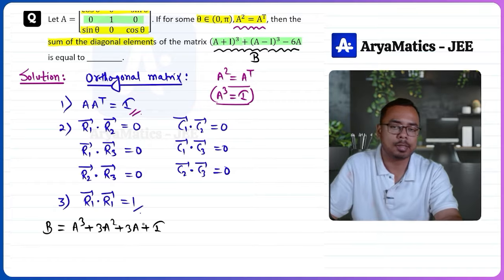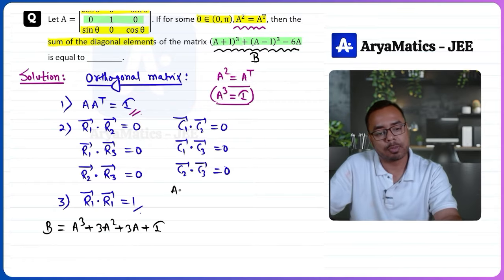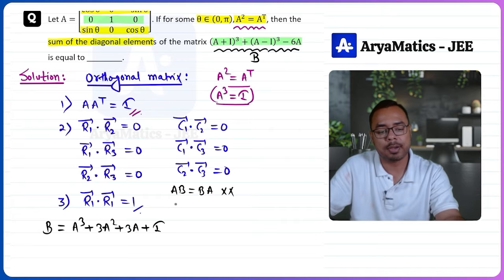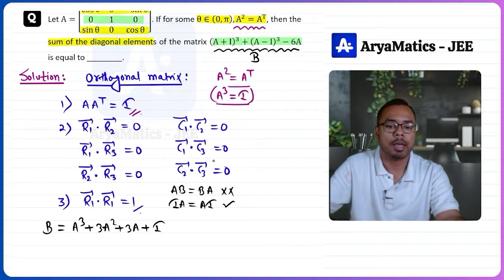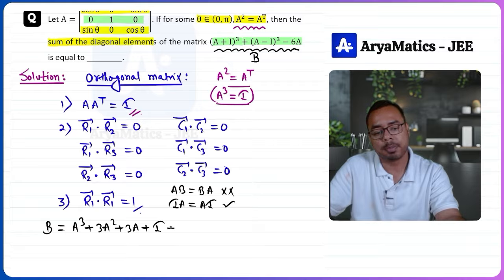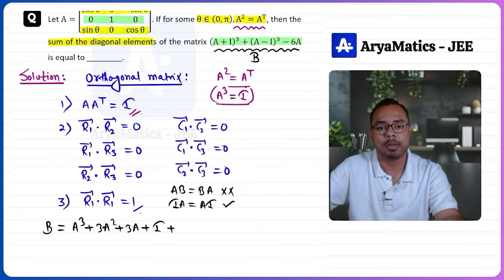Remember, generally matrix multiplication is not commutative. That means AB and BA are not the same. And therefore, we cannot use the standard formula of A plus B square or A plus B cube and so on. But if one of the matrices is identity matrix, then it becomes commutative. A into I is the same as I into A. And therefore, we can use those formulas of A plus B cube or A plus B square and so on. So this will be matrix A plus I cube.